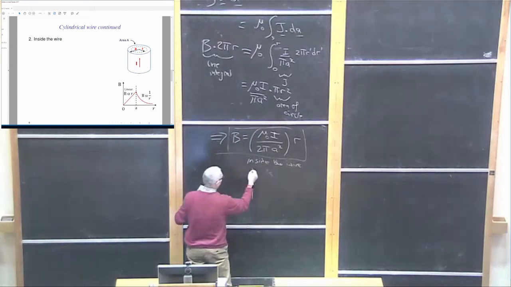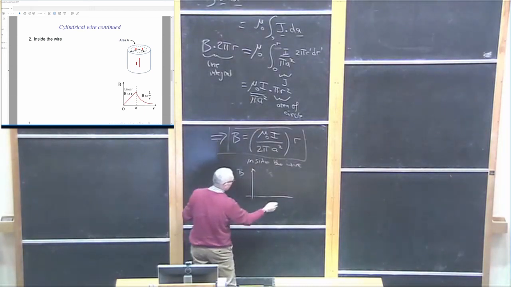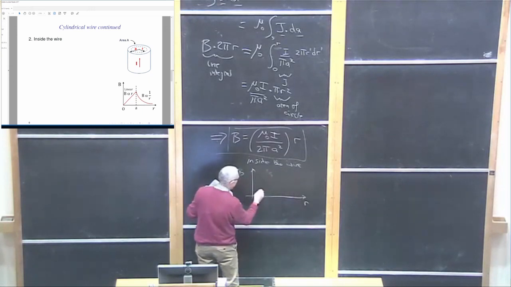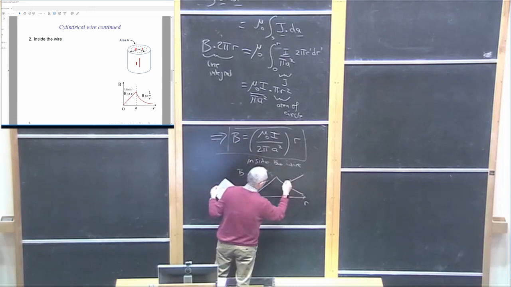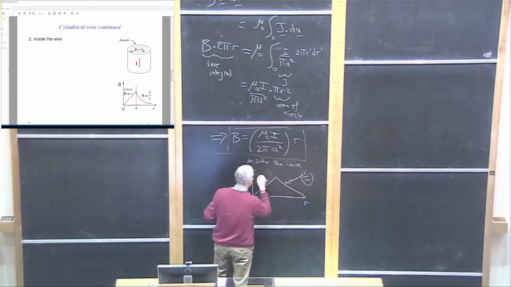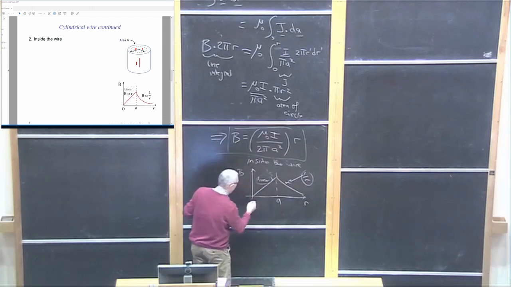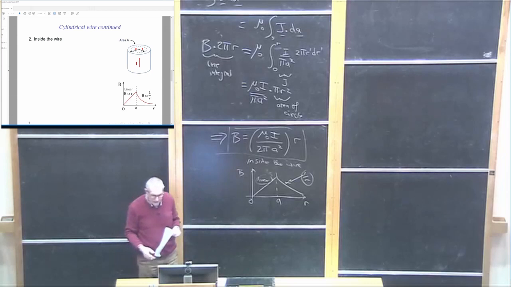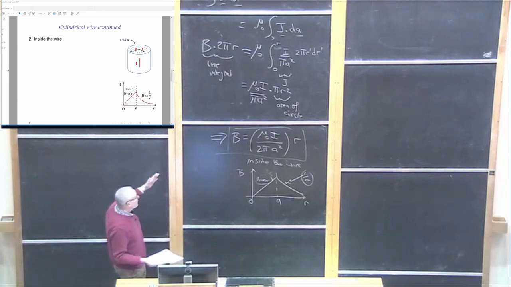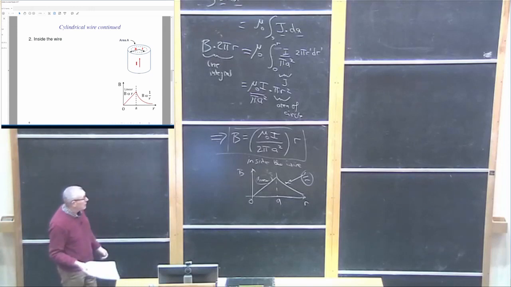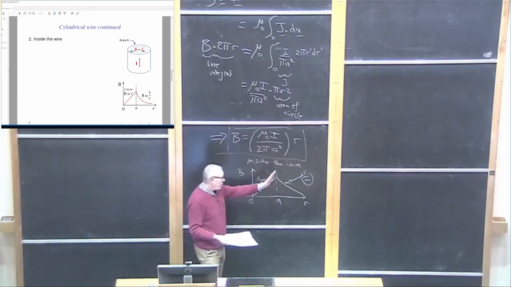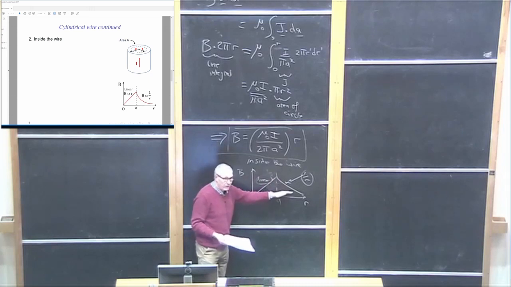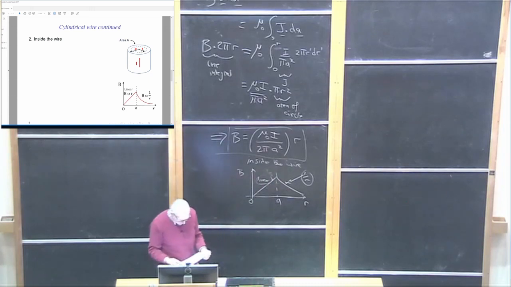So if you look at the field as a function of radius r, it's linear, and then it decreases like 1 over r. And this is the radius a. That's the form of the field due to a wire. Right. Does that make sense? So the field becomes linear up to the radius, and then it falls off like 1 over r. Good.